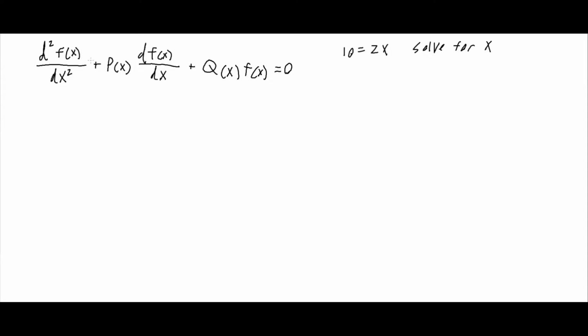So it has to be a function such that the second derivative of the function plus some other function of x times the first derivative of our function plus some other function of x times our function of x that we're interested in equals 0. So we have to find a function that actually satisfies this equation.